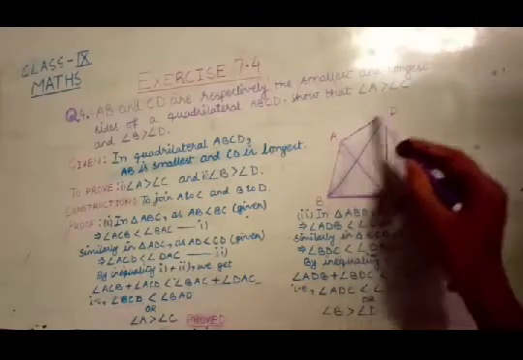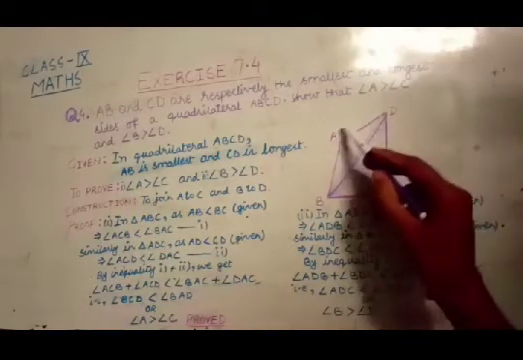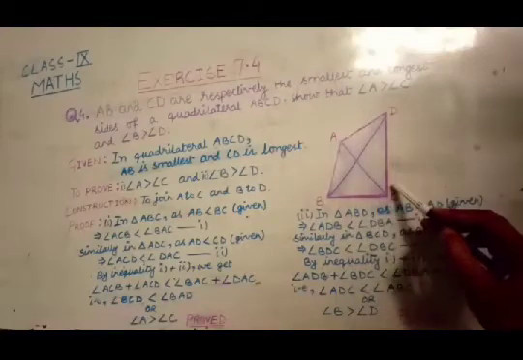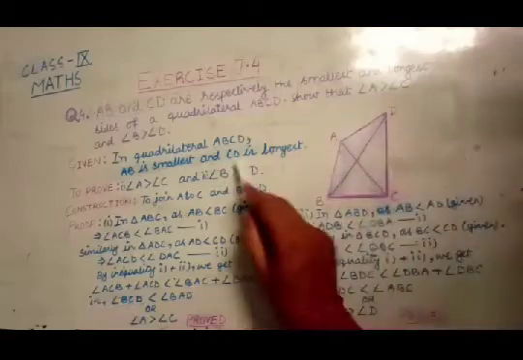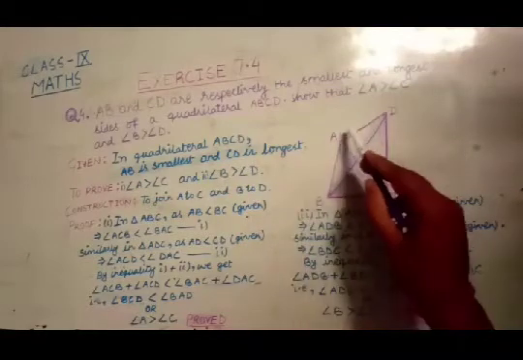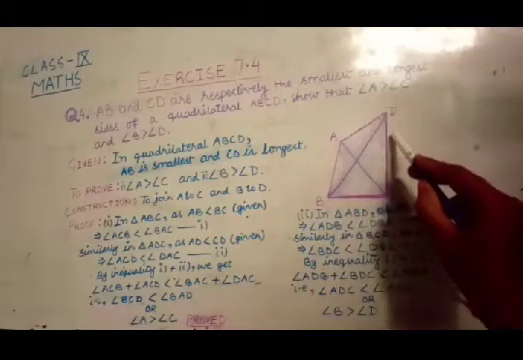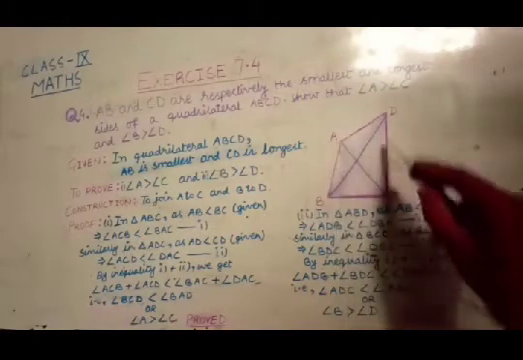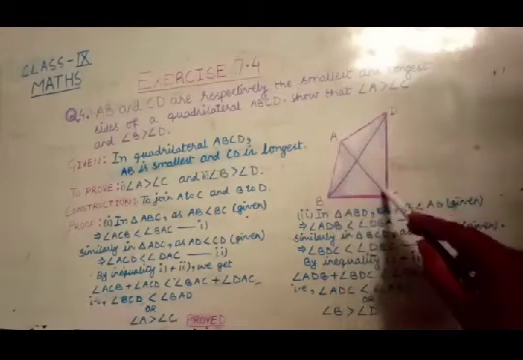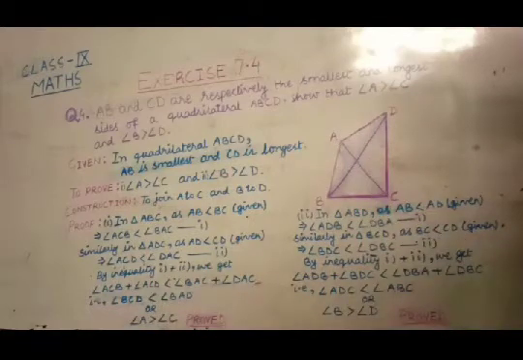Similarly, in triangle ADC, as AD is smaller than CD, this we are given because CD is the longest side. That's why the angle opposite to this side is smaller than the angle opposite to this side. It means angle ACD is smaller than the angle DAC. Let this be the second inequality.